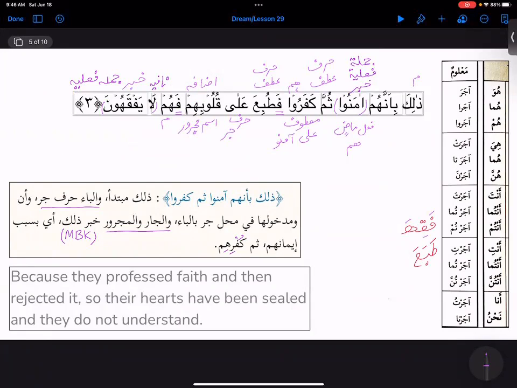مبتدا جملة اسمية. جملة اسمية. Okay. ذلك بأنهم. What kind of word is بأن? جار مجرور. Yes. أن is حرف نصب. Harfu nasab, but I'm talking about بأن. We learned that بأن is حرف نصب. إن, أن, بأن.